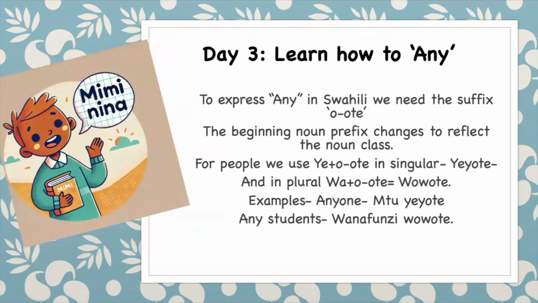Now, if you're working with any, the suffix is going to be ote. It's going to change at the beginning to reflect the noun class. So when we're dealing with people, for singular, it's ye plus ote, and in plural is wa plus ote. So yeyote for singular, wowote for plural. Example, anyone, mtu yeyote. Any students, wanafunzi wowote.